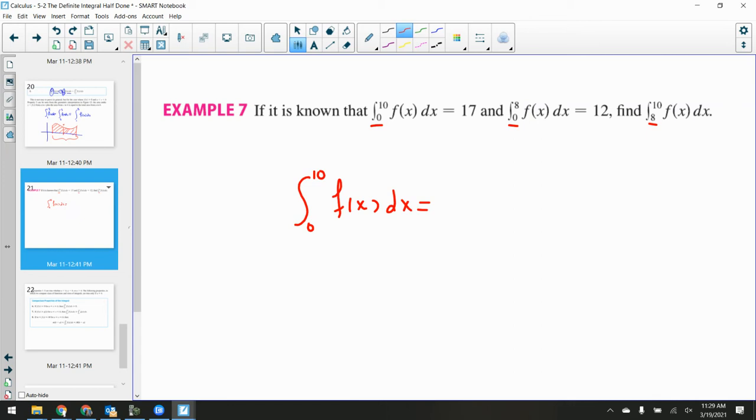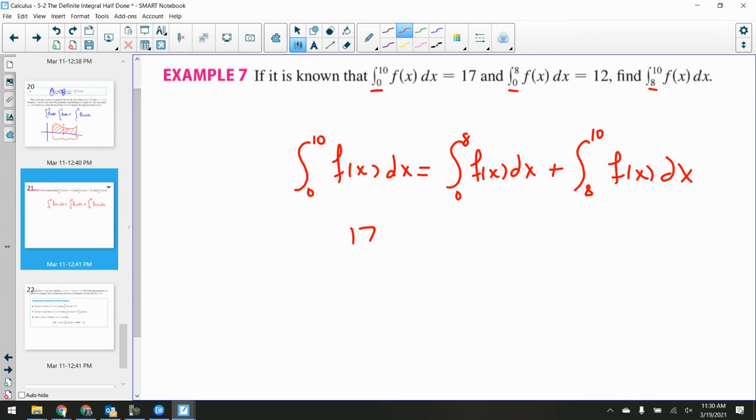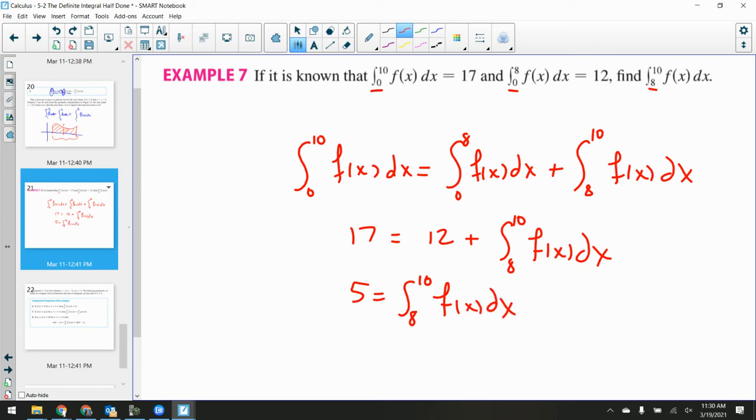and that's equal to the sum of 0 to 8 plus 8 to 10. So that means that this is 17, this is 12, and this is the unknown. So I subtract over the 12, I get 5. You can use those algebraic properties like that. Pretty neat, pretty fancy, right?